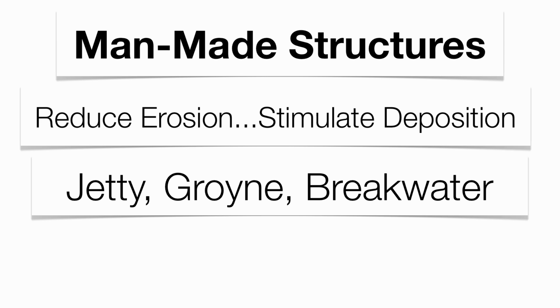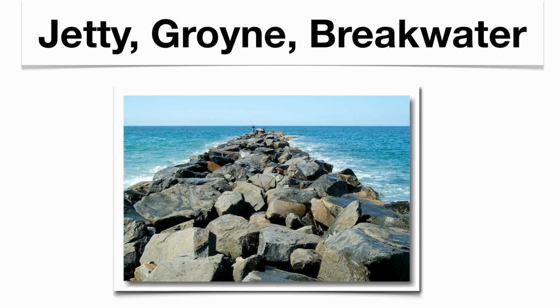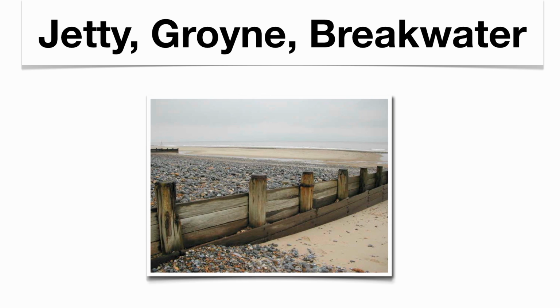Now, there are some man-made structures that are going to be put out in the water to disrupt this longshore current. These structures are going to reduce the amount of erosion going on, but also stimulate deposition. And they're going to include jetties, groynes, and breakwaters. Let's take a look at them. Jetties can either be rock walls going out into the water to disrupt the longshore current, or they're going to be wooden walls as well. They're both going to stimulate deposition.